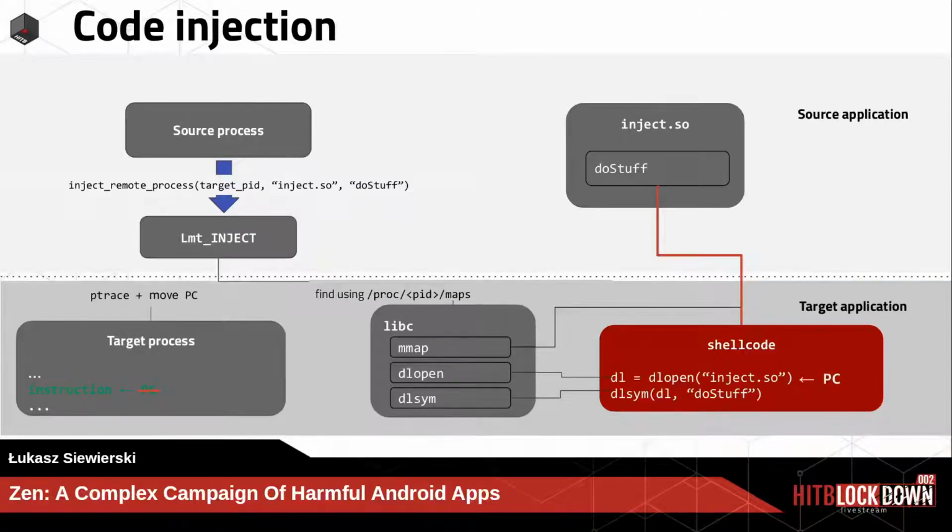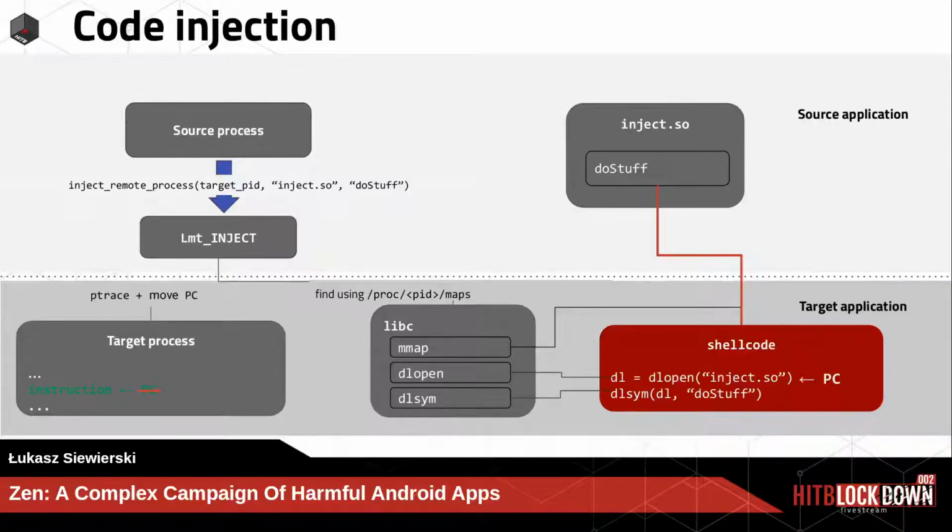And in the allocated memory, it will just have the code to dlopen the inject.so file and then find the method and call it. And again, dlopen and dlsym are found the same way that mmap is, by looking at the mapping of libc and then looking for the specific offset. So this is how it can execute code and do stuff in inject.so.